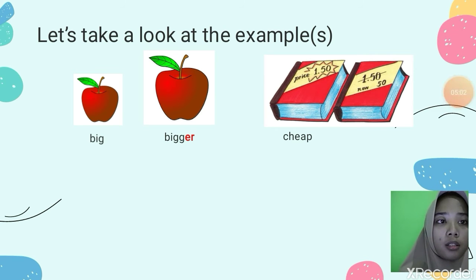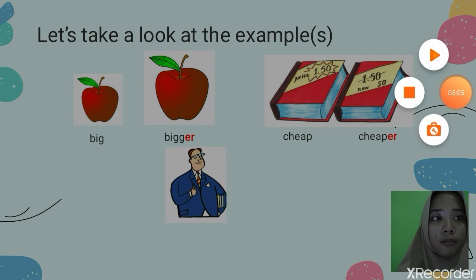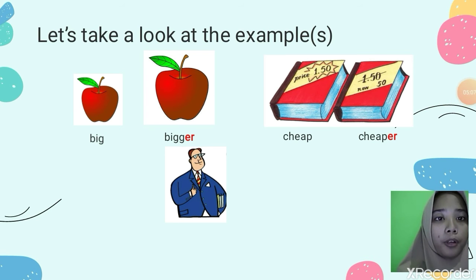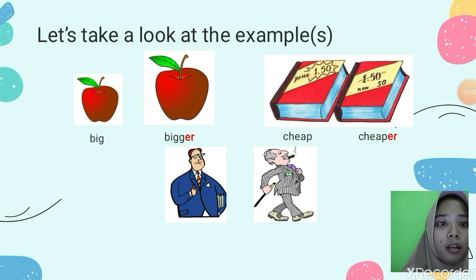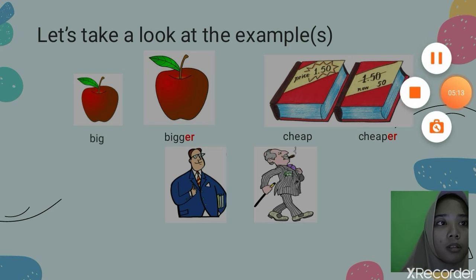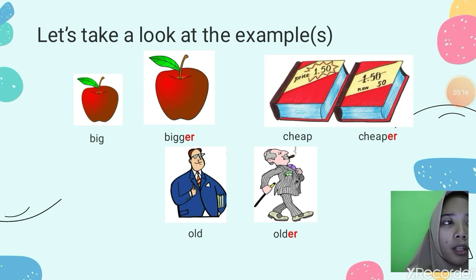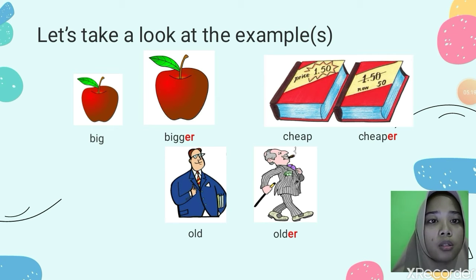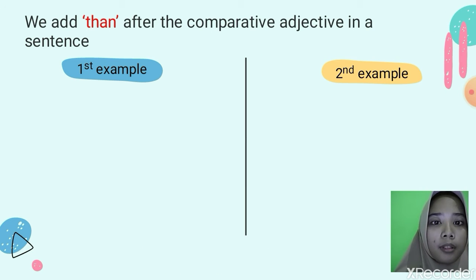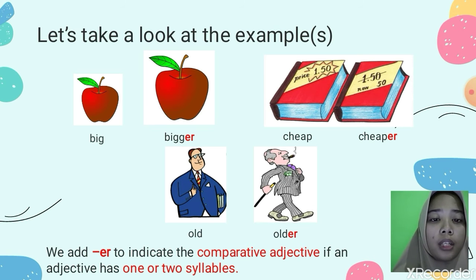And the third example is old, and the comparative one is older. So we can conclude that we need to add er to indicate the comparative adjective if an adjective has one or two syllables. The words big, cheap, and old have only one syllable.